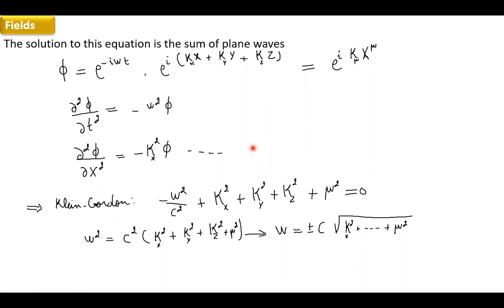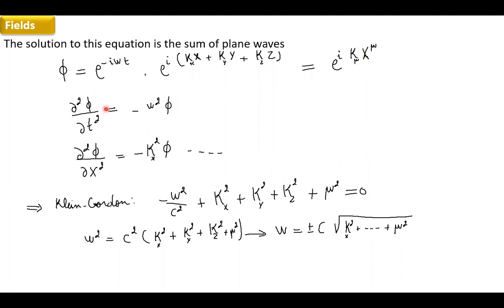So the solution of the Klein-Gordon equation is the sum of plane waves. If you have phi, a wave that is defined by the exponential of minus i omega t, exponential i of k, x, y, and z. K here is the wave vector. So it is equal to e to the power i k_mu x^mu.